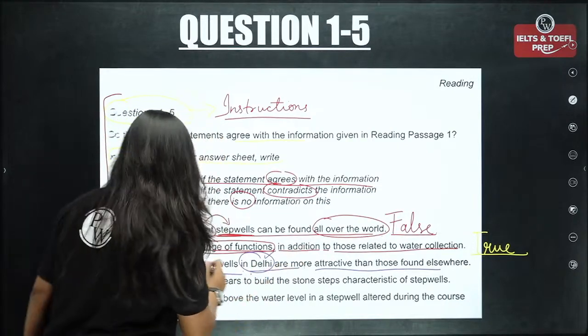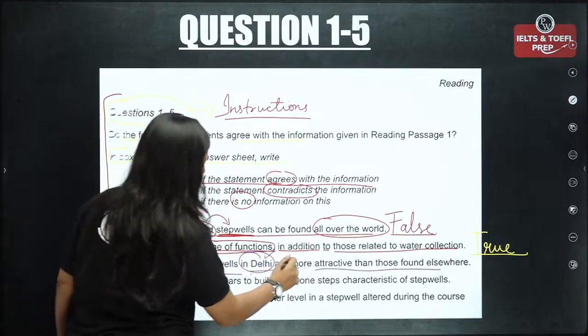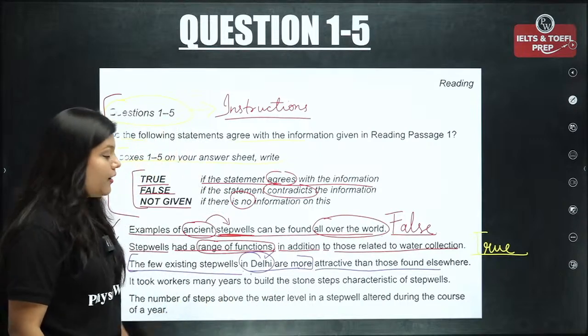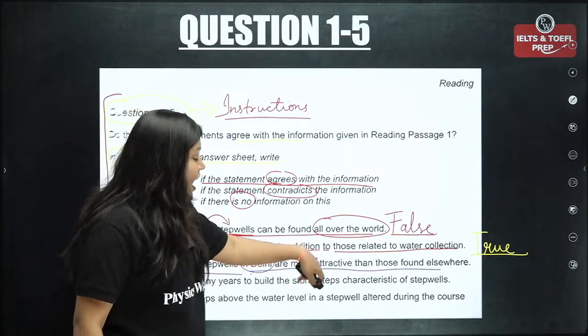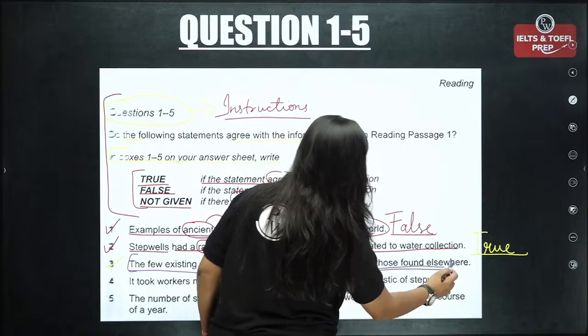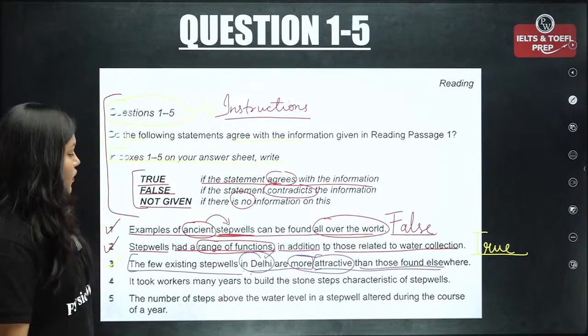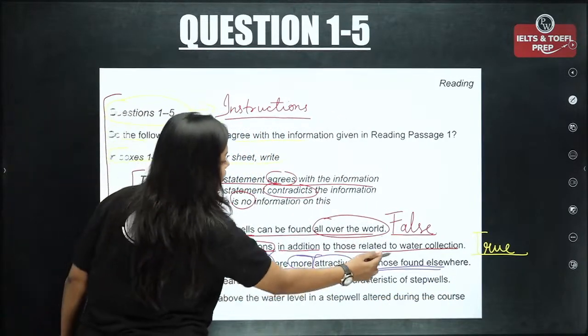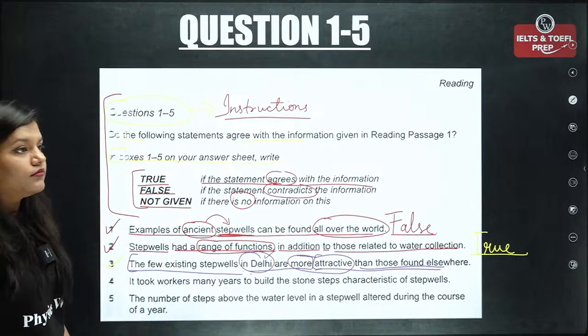Now this part is correct because it's mentioned. Okay, I'll be showing you where it is mentioned. It says step wells in Delhi are more attractive than those found elsewhere. Okay, now from here to here it is correct, from here to here I don't know, it's like something fishy, right?